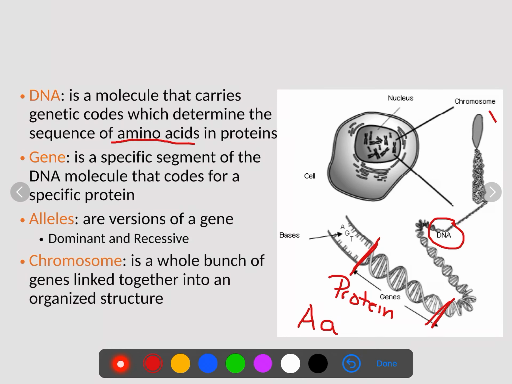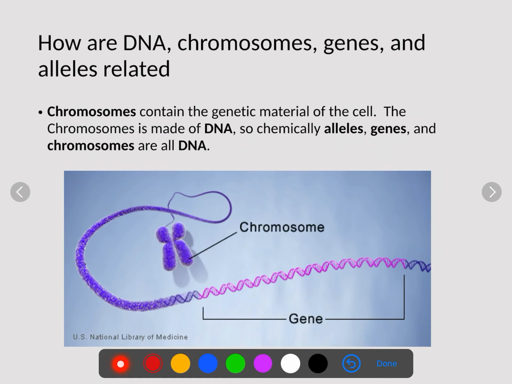Then finally, we have a chromosome. A chromosome is when all that DNA is condensed inside of our nucleus. It's a whole bunch of genes linked together into an organized structure, which is contained inside of our nucleus. Now, the only time chromosomes are present is during cell division, more particularly, mitosis and meiosis that we learned about in the last chapter. And when it's not in a chromosome form, it's called chromatin, or uncoiled DNA.